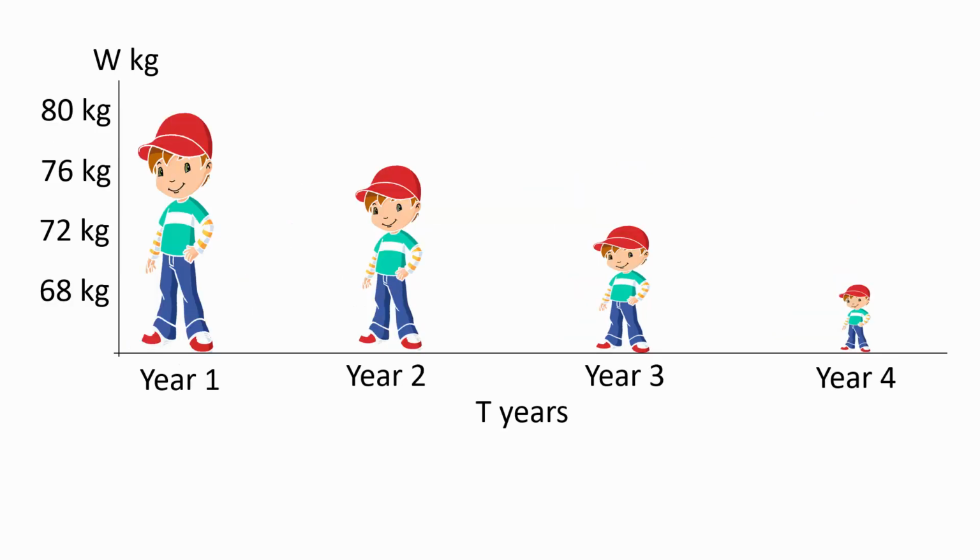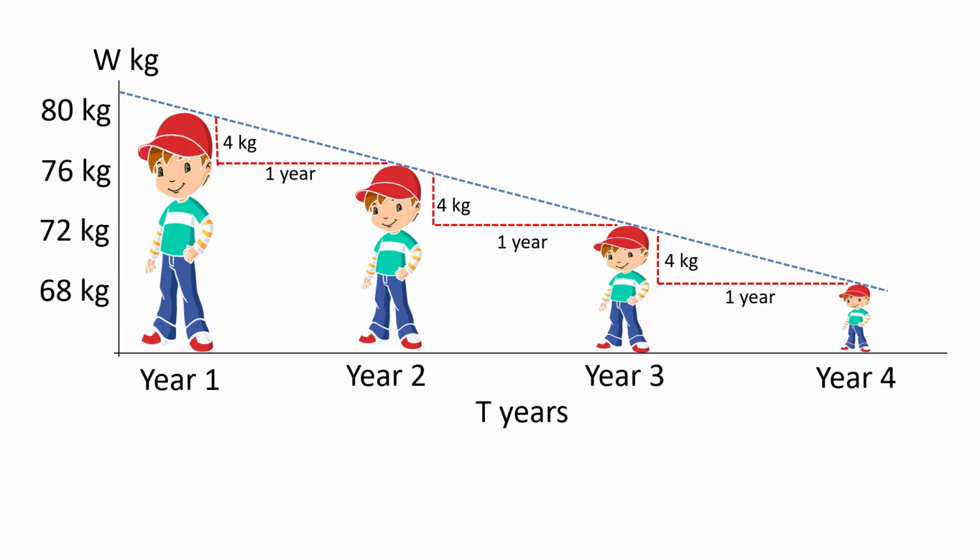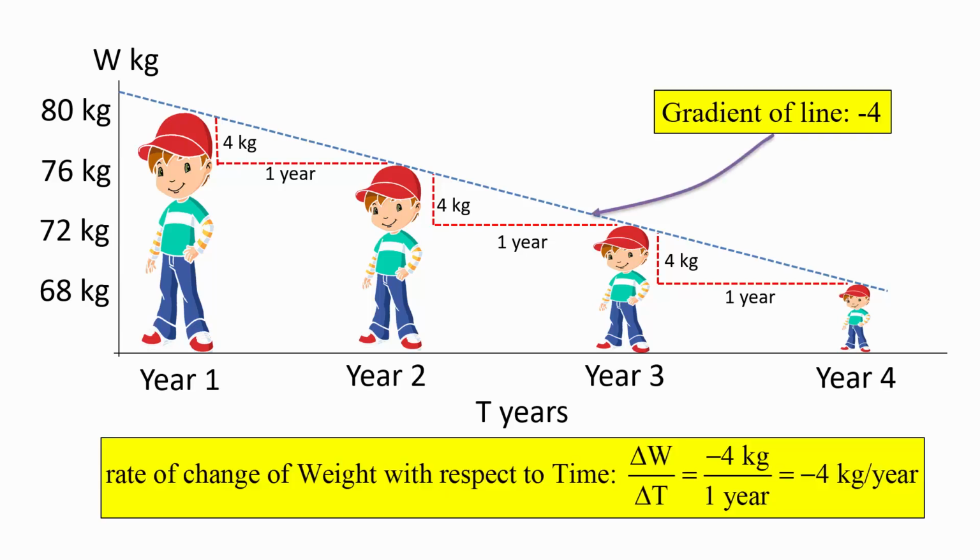Let's look at a similar situation, but this time we look at the weight of the person from year 1 up to year 4. Again, we can estimate the rate of change of the weight with respect to time by doing the same sort of things as previously. There we are, dotted blue line and the triangles, rise over run. This time each triangle has a rise of 4 kilograms and a run of 1 year. So the rate of change of the weight with respect to time, and we write that as delta W over delta T, will be negative 4 kilograms over 1 year, which is negative 4 kilograms per year.